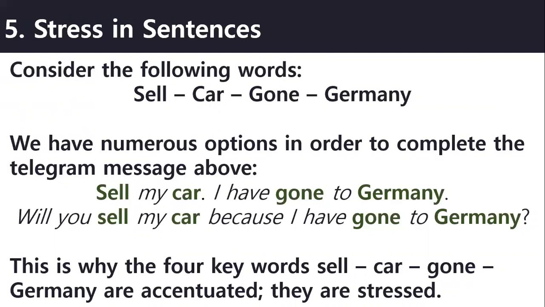Either: sell my car, full stop, I have gone to Germany. This is one that is not that grammatically accurate, but it provides more sense than just the 4 words linked together. Or we have: will you sell my car because I have gone to Germany? Now we have added even more words to make one complete grammatically correct sentence. However, the original information is the same. This is why the 4 keywords sell, car, gone, Germany are accentuated. They are stressed.